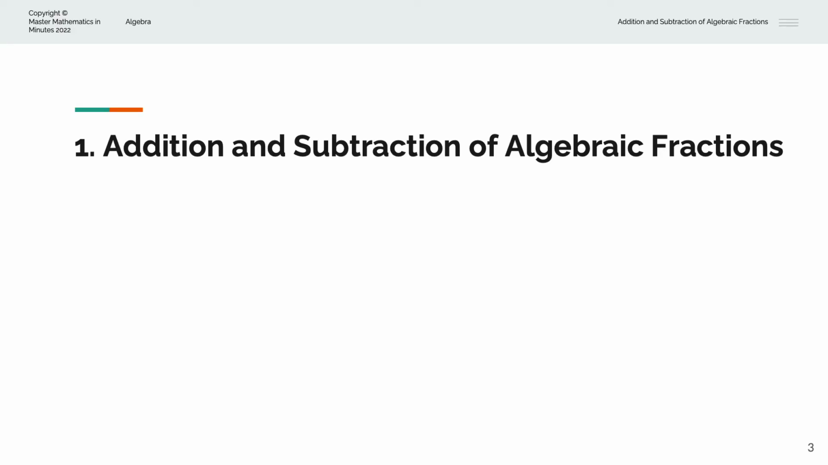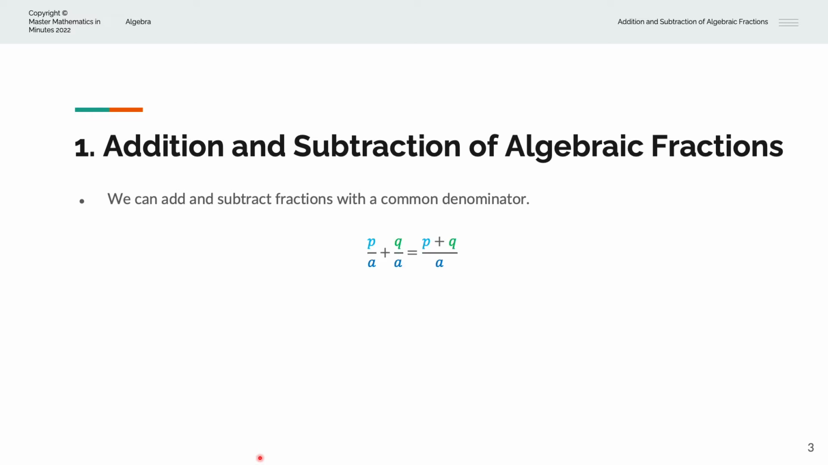So, how do we add and subtract algebraic fractions? We can add and subtract fractions with a common denominator. So with p over a plus q over a, because these two share the same common denominator, we can add the numerator. And that becomes p plus q on the numerator over a, which is the denominator.